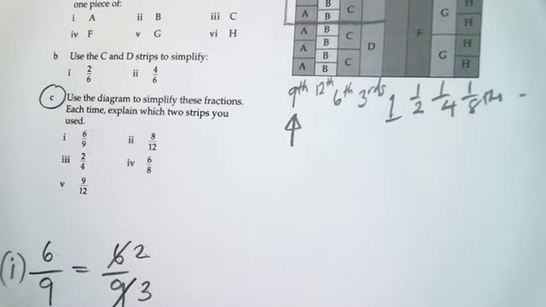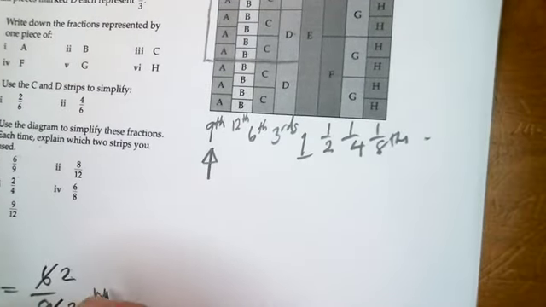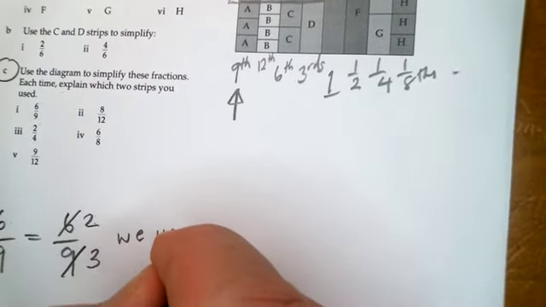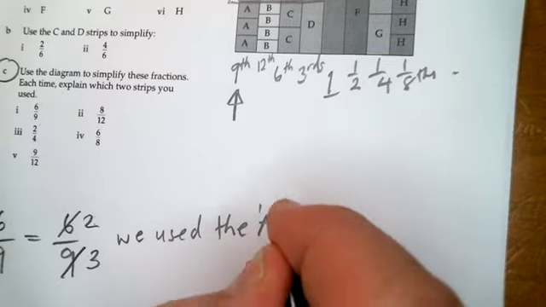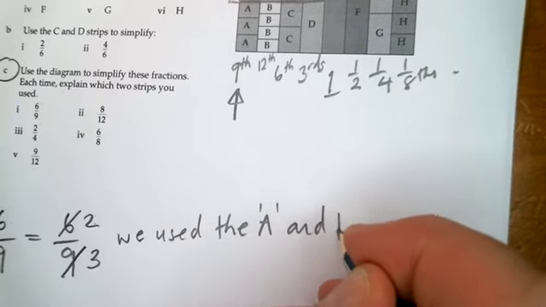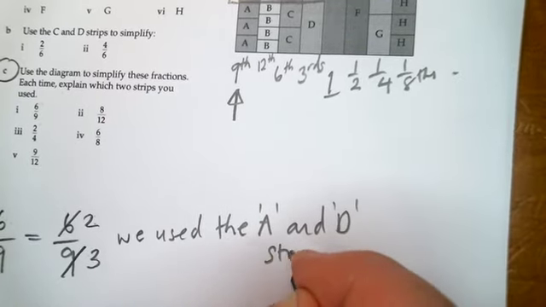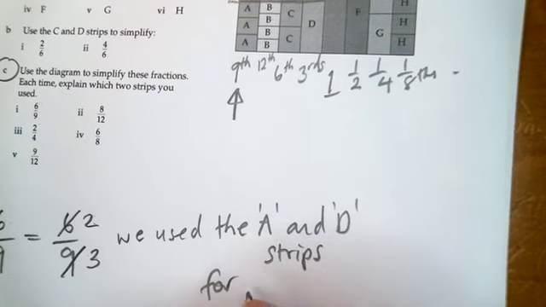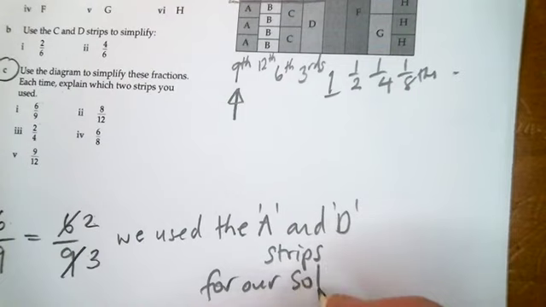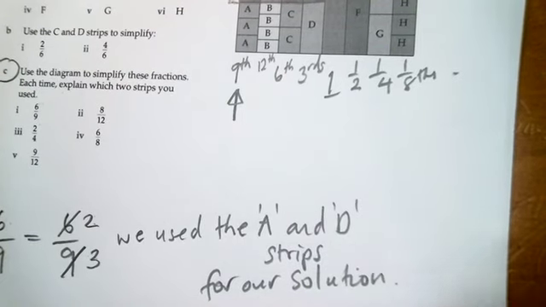The 2 strips we used, we used the A and D strips for our solution. And that's what it's asking you to do.